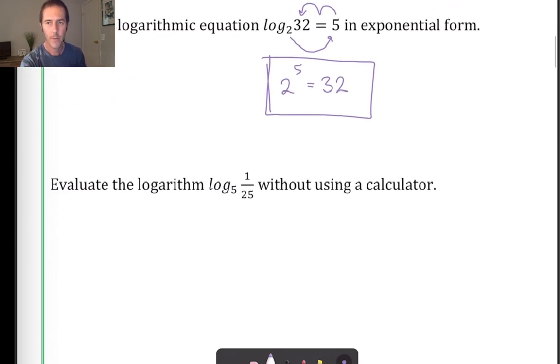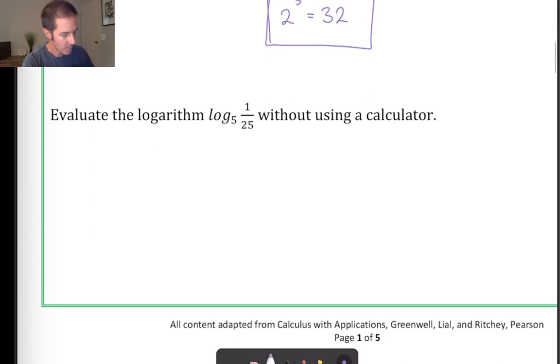Being familiar with that format allows us to answer this next question, where we have to evaluate this logarithm. And this is interesting because it's not already an equation, but I want to know what it equals, and you could set it equal to x or question mark or whatever you want.